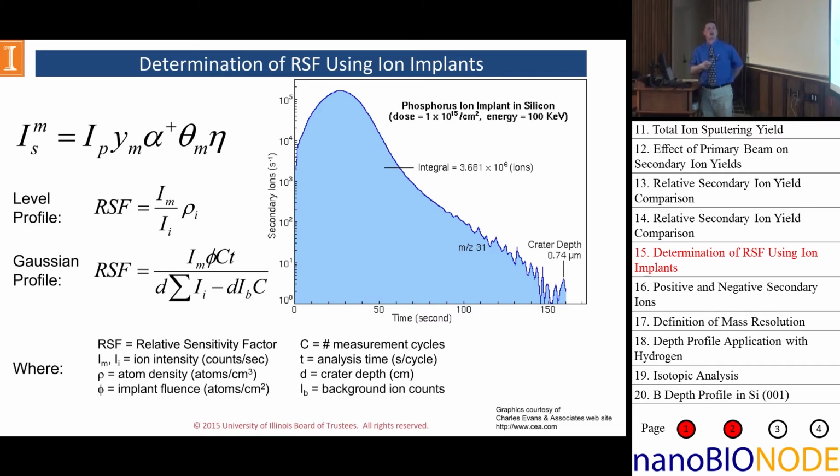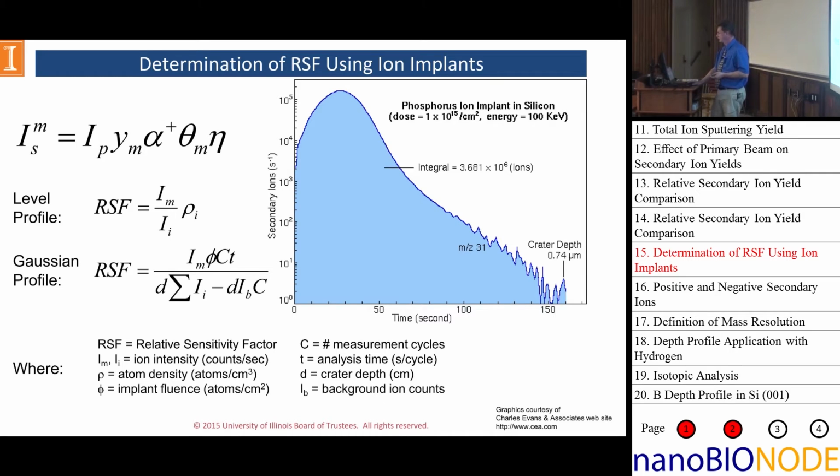And then, of course, a lot of times to make a standard, you'll do ion implantation, because then you know exactly how much you put into your sample. And so you can make the equation a little bit more complicated to deal with the Gaussian profile. But then from that, we can have accuracies within about 10%.